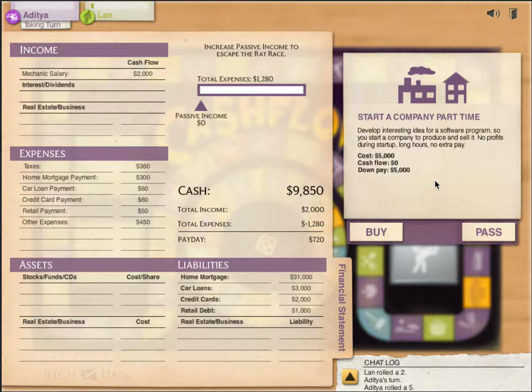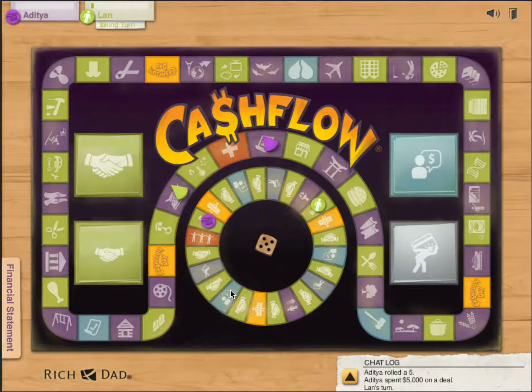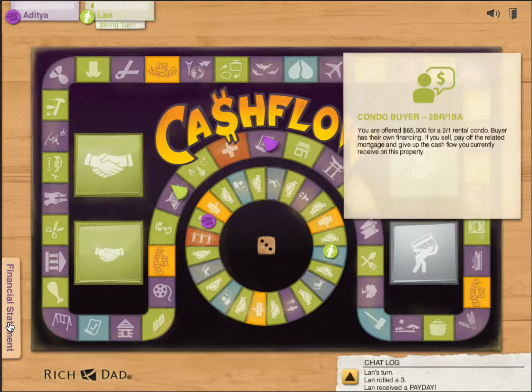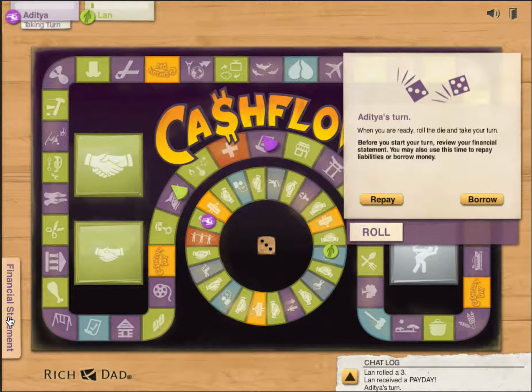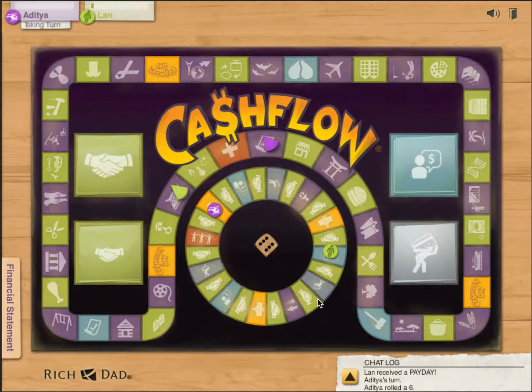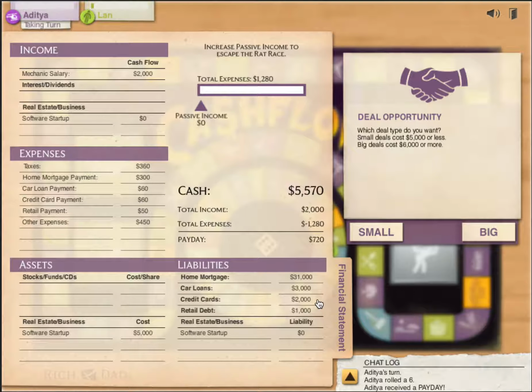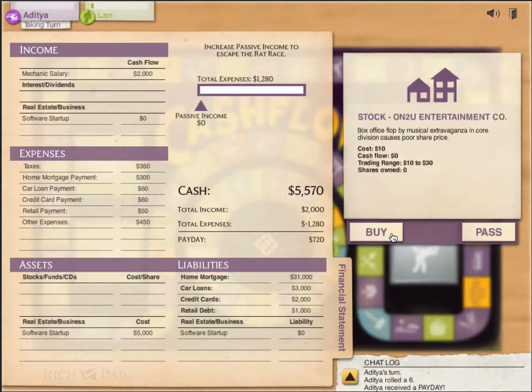Do I want to start a part-time company? There's no cash flow from it yet. It costs $5,000. Why not? Let's go ahead and buy a company. So it's just burning $5,000 in cash at this point with no actual income from it. But if we get lucky and somebody decides to buy our company or it grows, then we might make something. So here we roll. We get our $720 and we'll look for another small deal.